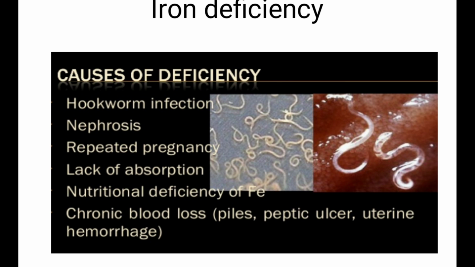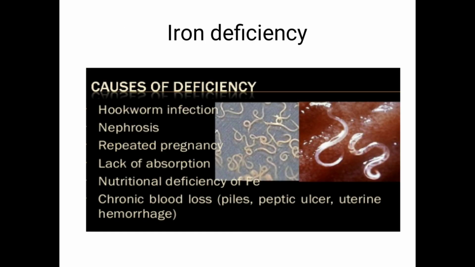Chronic blood loss, that is piles, means hemorrhoids in the anal region, because of the constriction of the blood vessels which causes bleeding. Peptic ulcer, there is a wound in the peptic ulcer which in later stages causes chronic bleeding, loss of blood. Uterine hemorrhage also causes chronic blood loss. So that is iron deficiency.